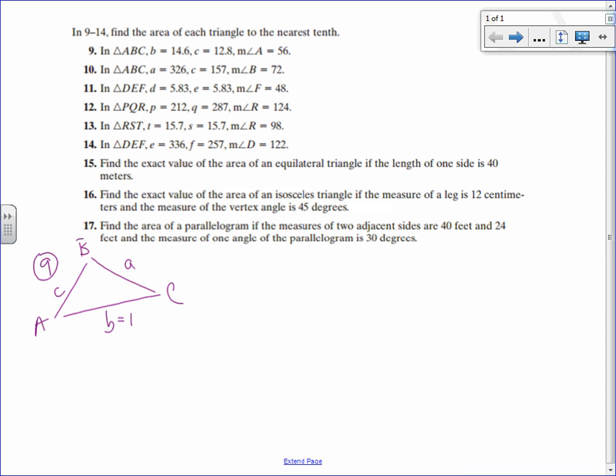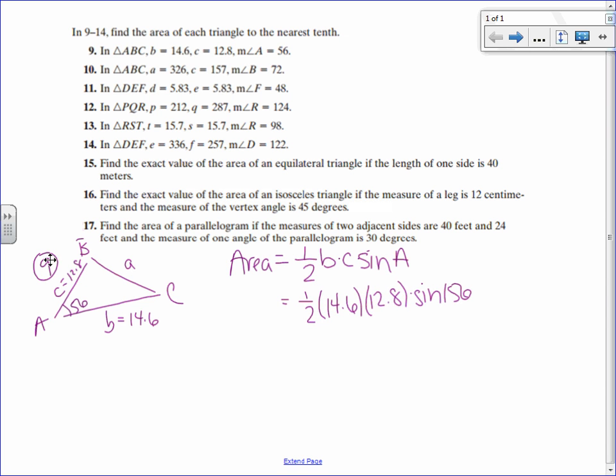They tell me that B is equal to 14.6, C is equal to 12.8, and the measure of angle A is equal to 56. I want to find the area. This is perfect for area because I have 2 sides and the included angle. So my area is going to be equal to 1/2 my 2 sides, B and C, and then the sine of A. Then we plug in: 1/2 times 14.6 times 12.8 times the sine of 56 degrees.